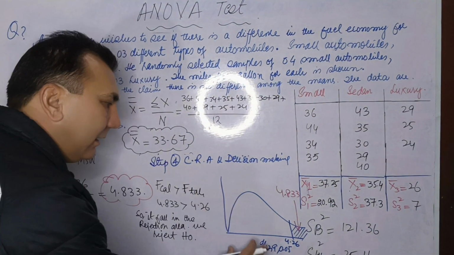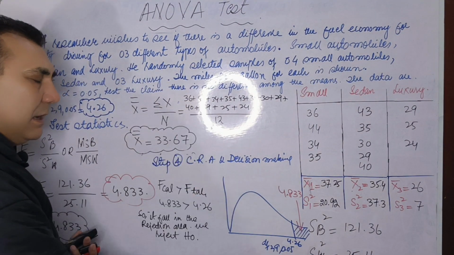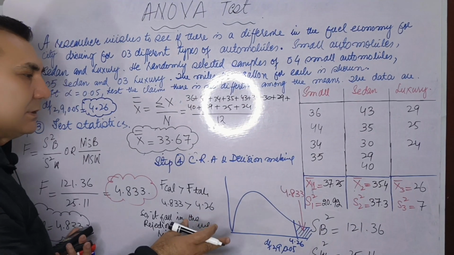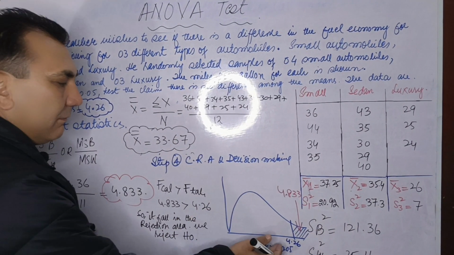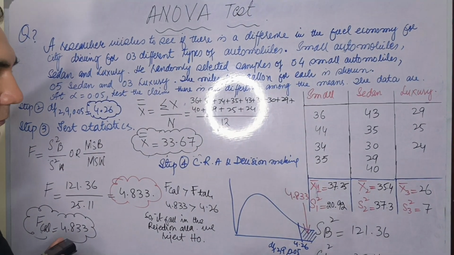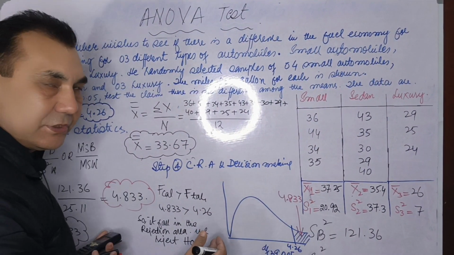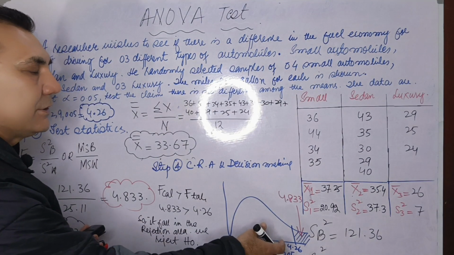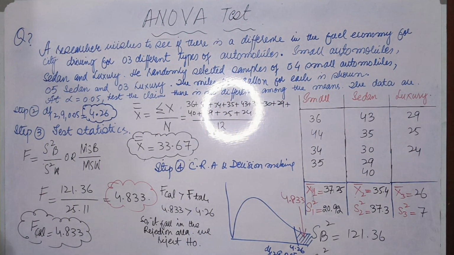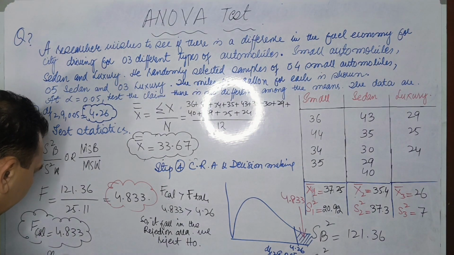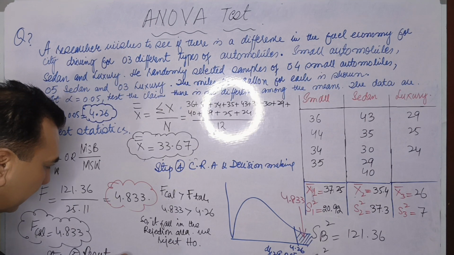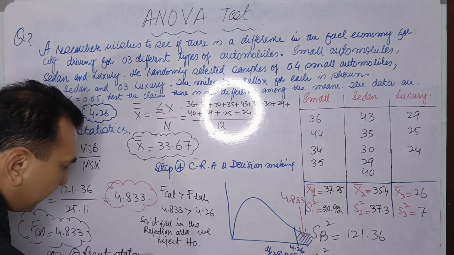When any calculated value, whether F, t, z, two independent t, or chi-square, comes up greater than its tabulated value, it definitely falls in the rejection area. When it falls in the rejection area, we reject the null hypothesis. Now step number 5 is about the result statement.